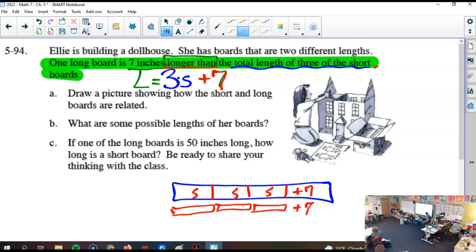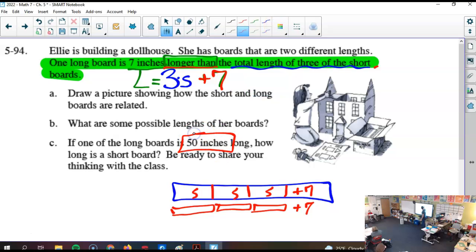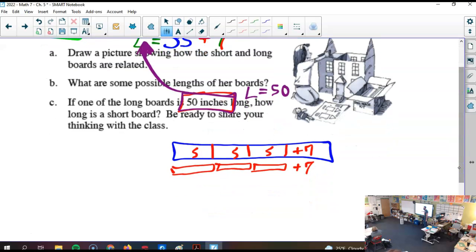It's the longboard. So if 50 is the longboard, it can replace the L. Guys, on your paper, you want to say L is 50. We're going to replace the L with 50. This is why I had you draw a picture. On your picture, label that the longboard is 50 long.